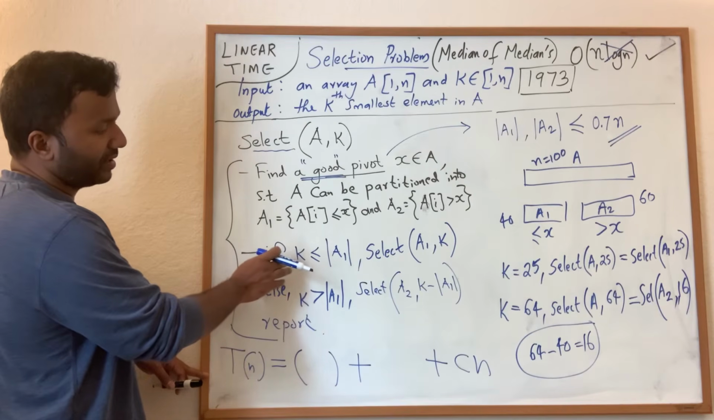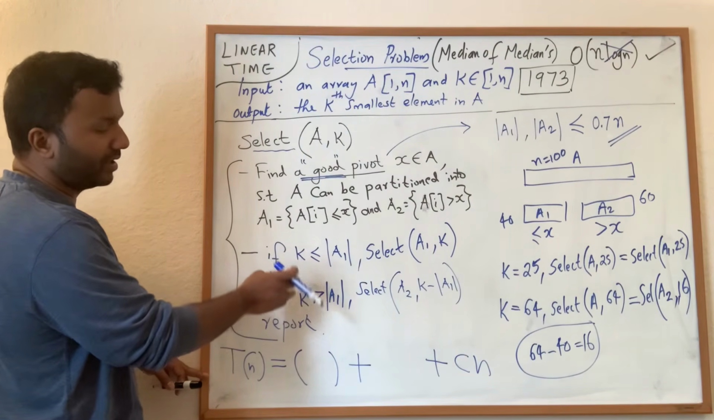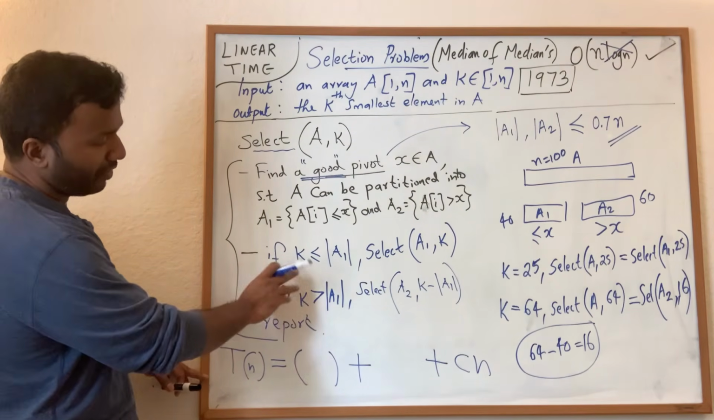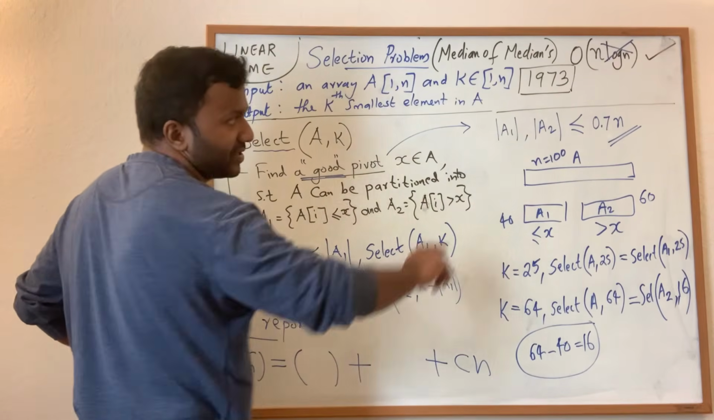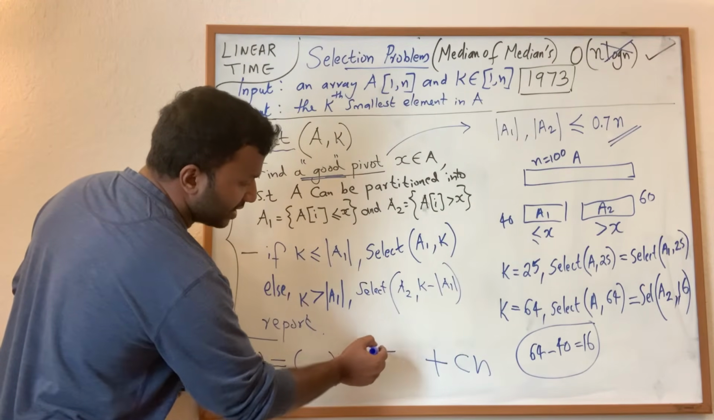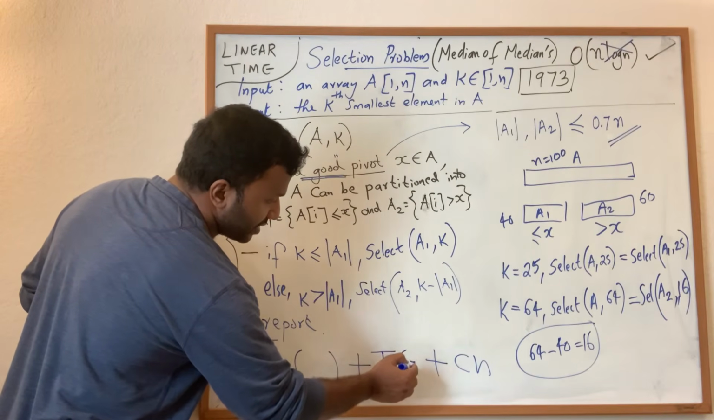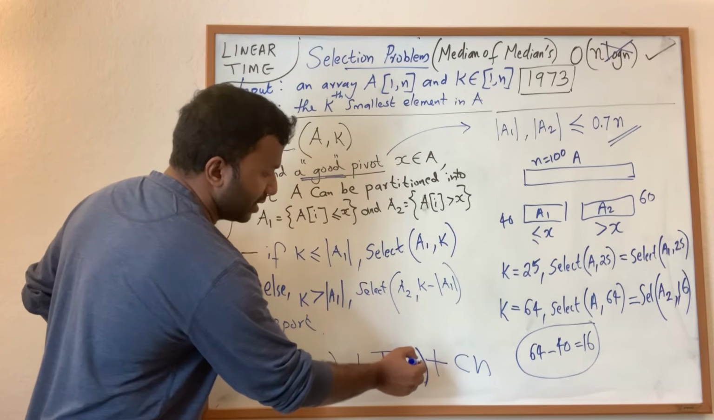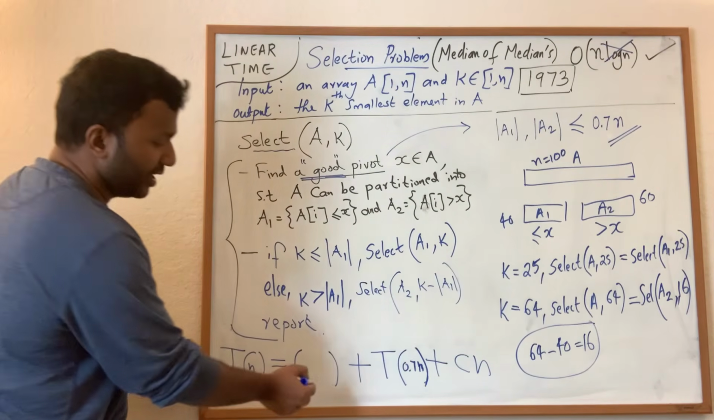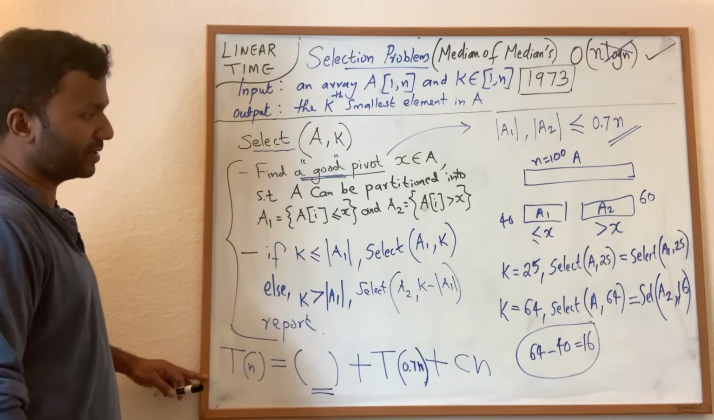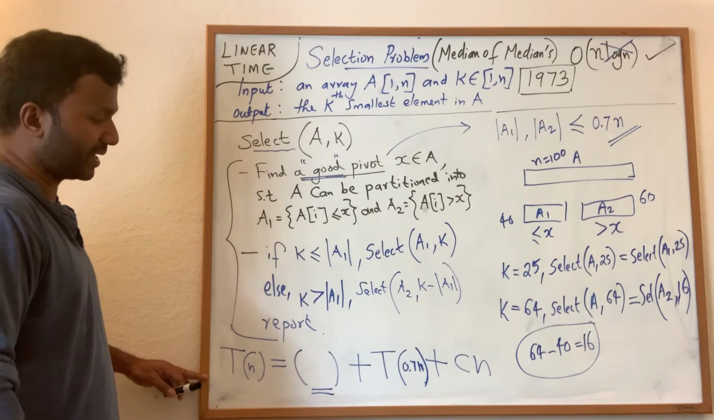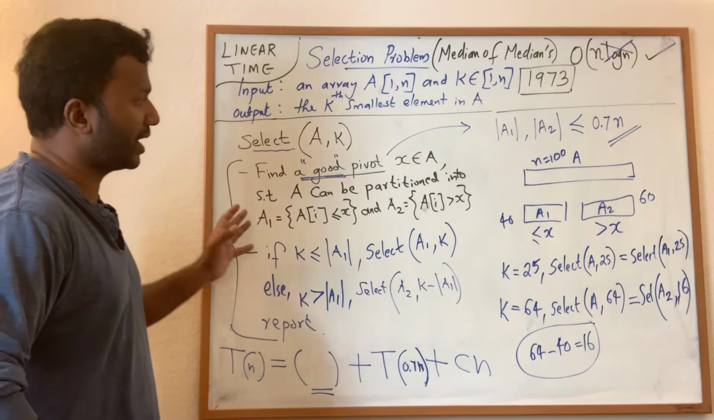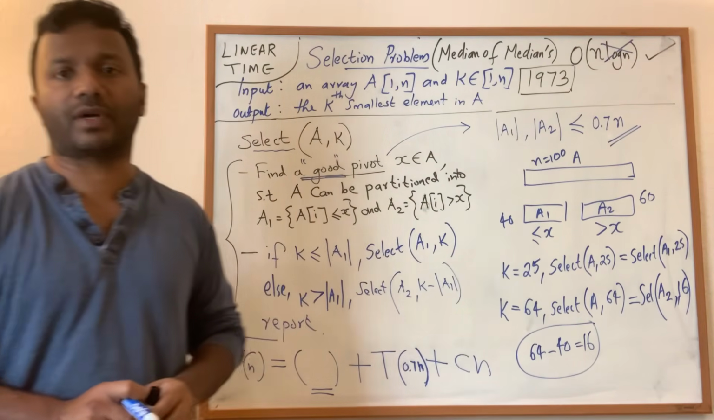Now, once I partition, the rest of the algorithm will proceed only in one of these two arrays, not in both arrays, and the size of that array is bounded by 0.7n. So I can write it as T of 0.7n. Alright, so this is how the recursion looks, and I still need to figure out what this is, and that's what we're going to see next. So given an array A, how to find a good pivot so that this rule works.